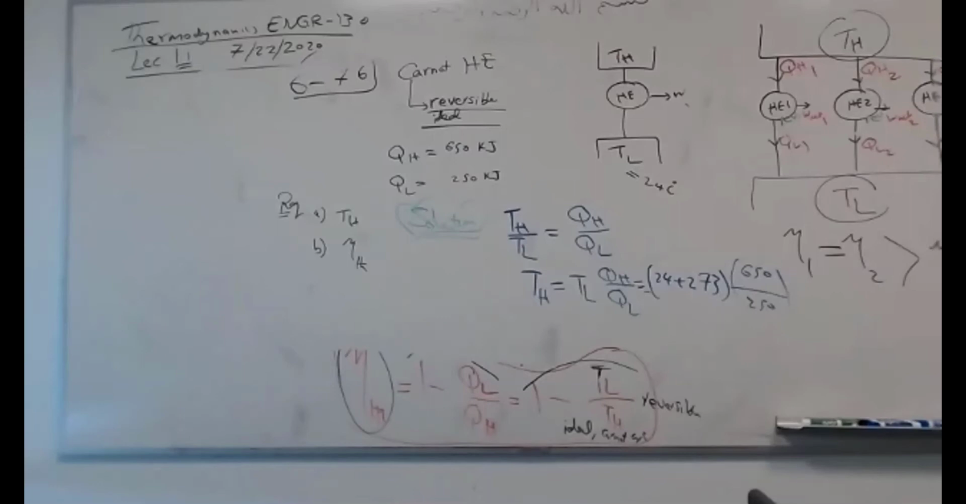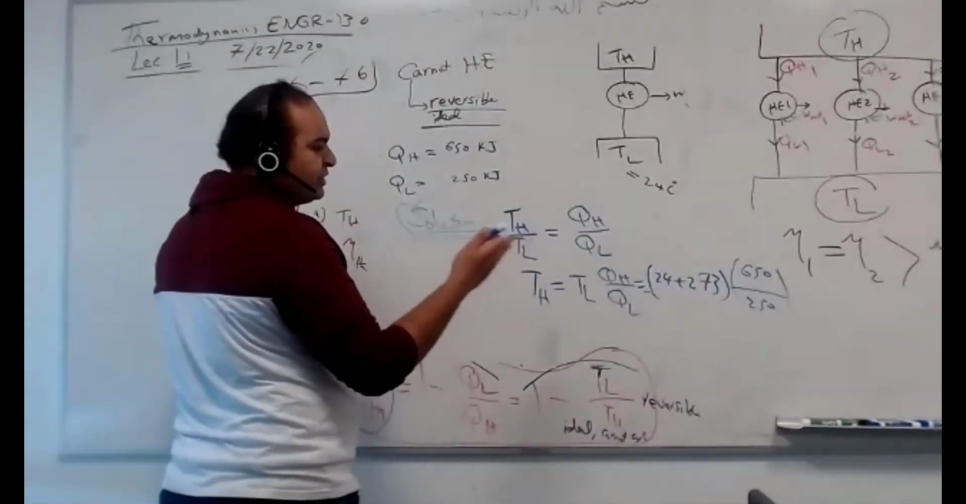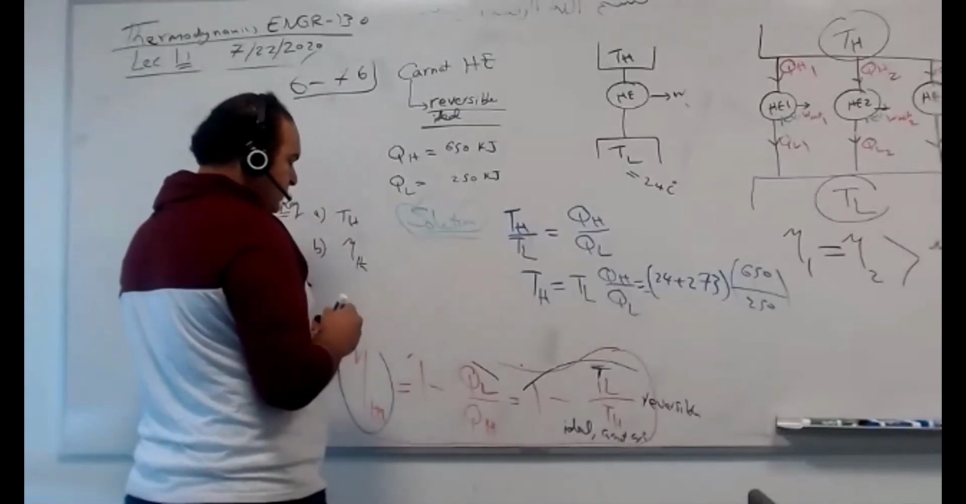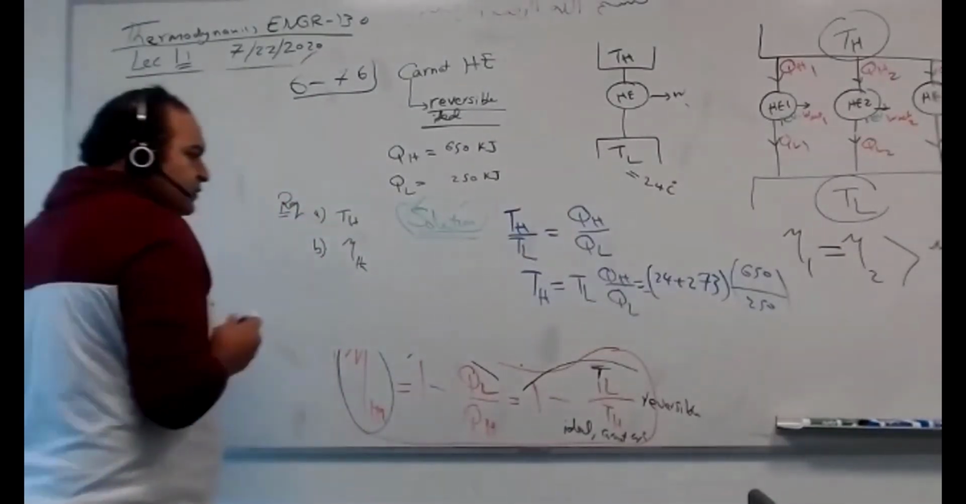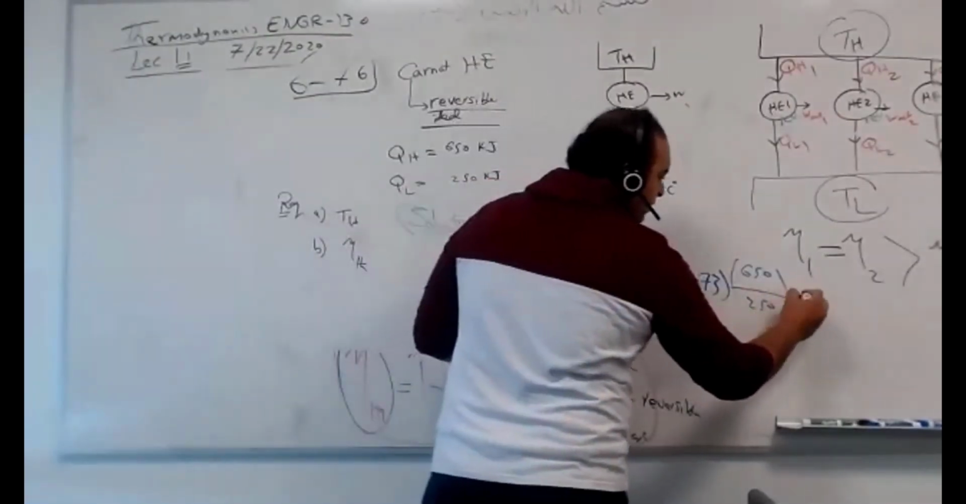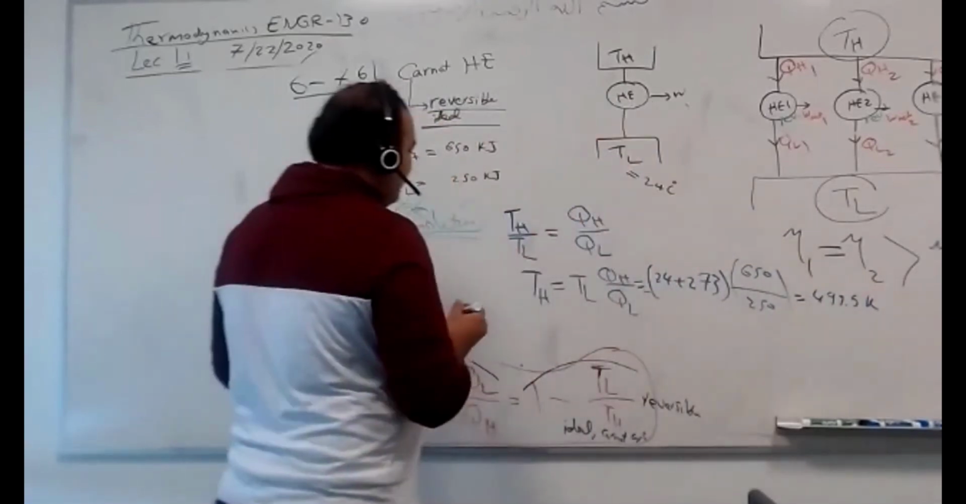That's inherently or implicitly in the definition. So you can get T high, no problem. Of course, larger than T low. It was, I think, 499.5. So T high was 499.5 Kelvin.